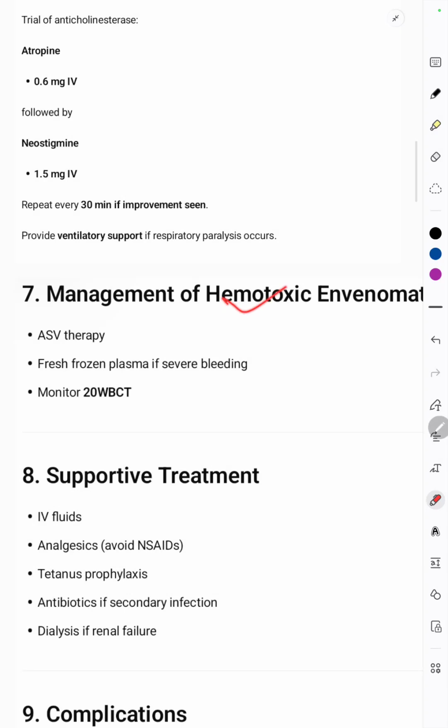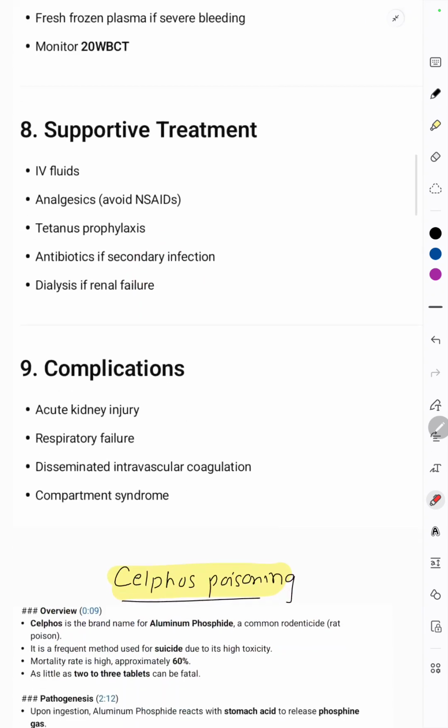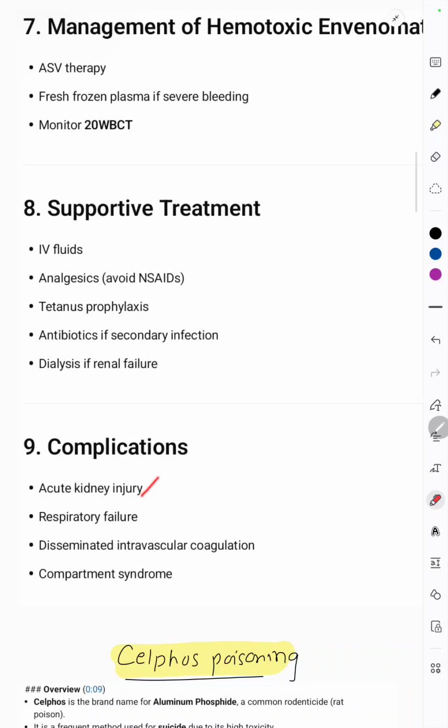In case of hemotoxic or vasculotoxic snakes, we go for fresh frozen plasma administration and always monitor the 20-minute whole blood clotting test. Supportive management is IV fluids, analgesics. Obviously, you should give TT prophylaxis to this patient, and antibiotics. Then the complications will be acute kidney injury, respiratory failure, DIC, and compartment syndrome if tied.